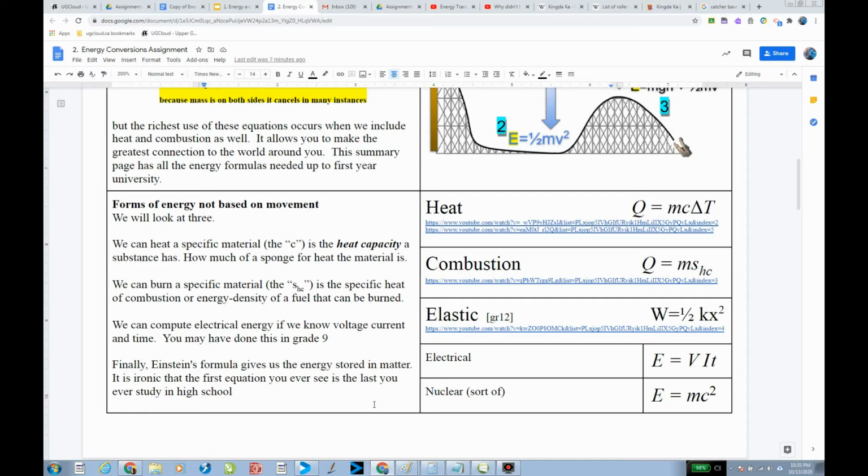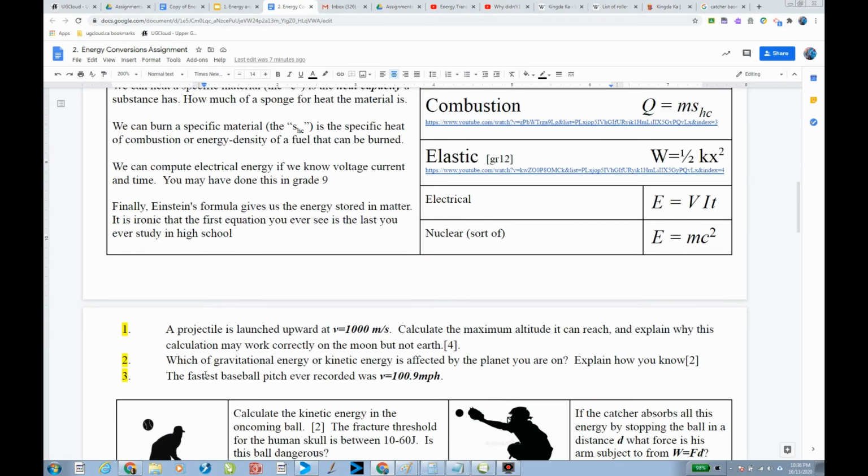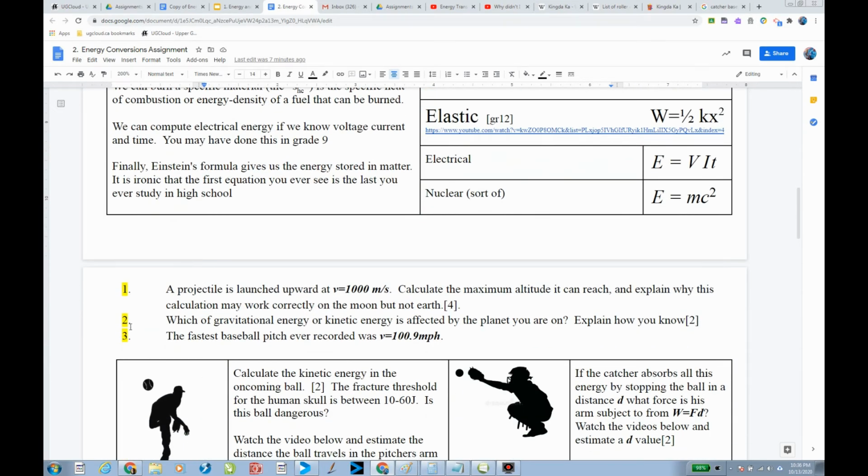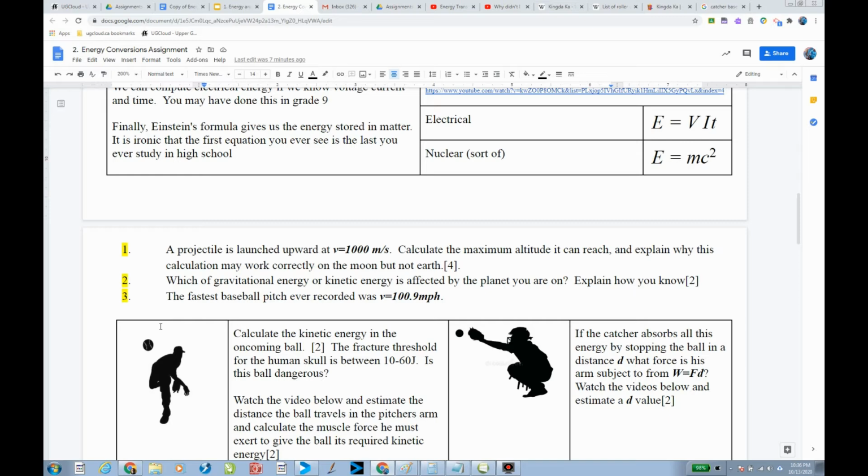Elastic energy is strictly grade 12. If you handle the elastic energy problem, you have done grade 12 physics. We will touch on electrical maybe at the end of the week, and nuclear, if you want to, I can show you a simple Einstein's equation. So when we go through these questions here, if they've been flagged yellow, you really want to know how to do those for grade 12.